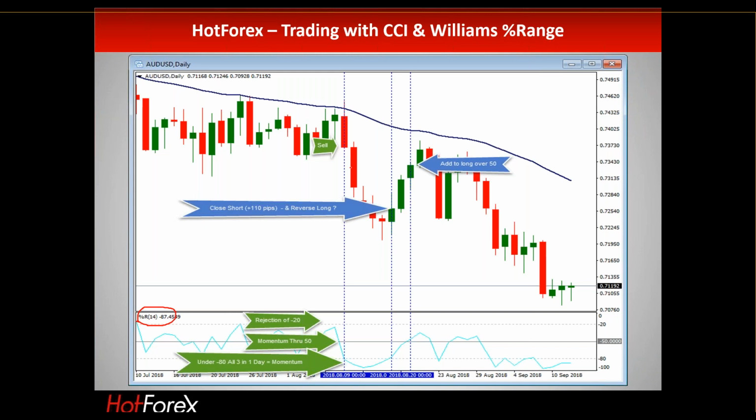So we could have added to our position on that day as we'd gone further down, or closed half our position here and looked to reverse long. We've made 110 pips on that move down. So we're looking to perhaps go long here. Depending on your risk profile, you could have either added long there, or waited until the next day, or the real signal was here when we were back over the 50 line. That was the comfortable one.